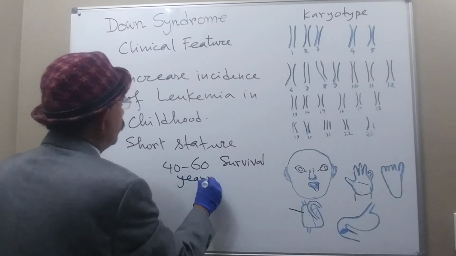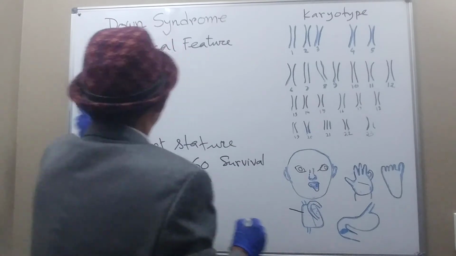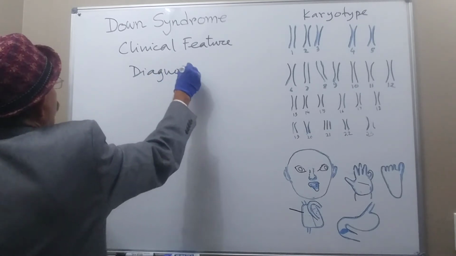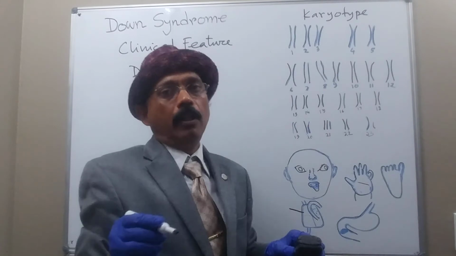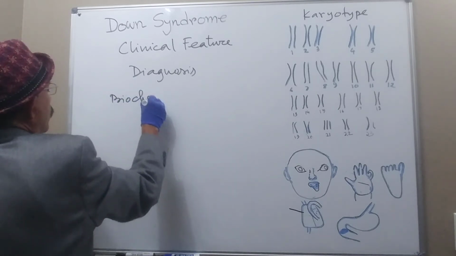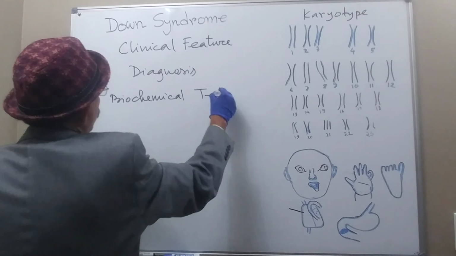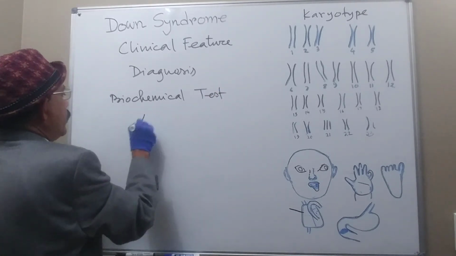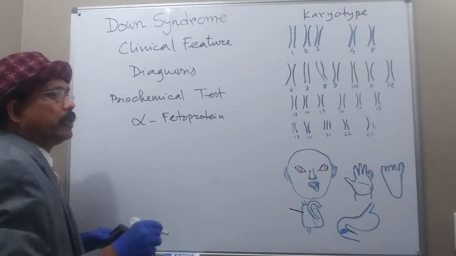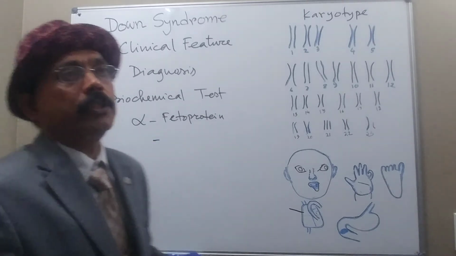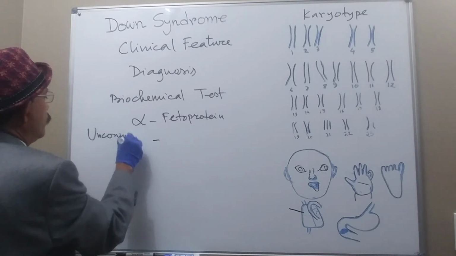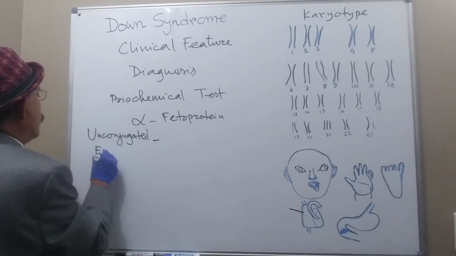Now, how can you diagnose Down syndrome? We have many ways of diagnosis. Biochemical analysis, especially biochemical tests. Usually we go through to assess the alpha fetoprotein. Then the unconjugated estradiol.